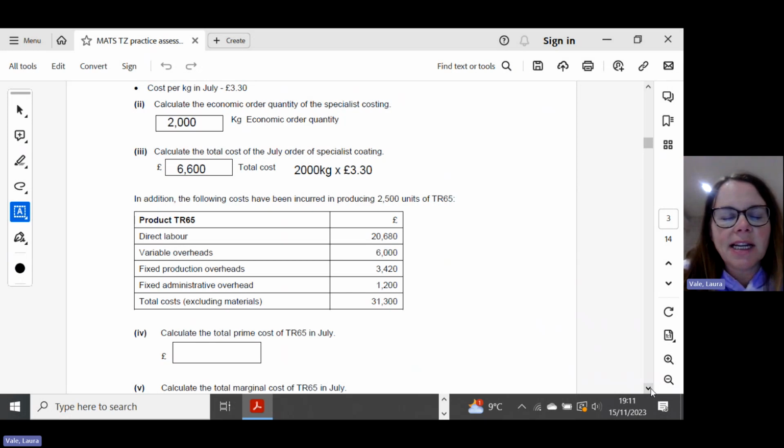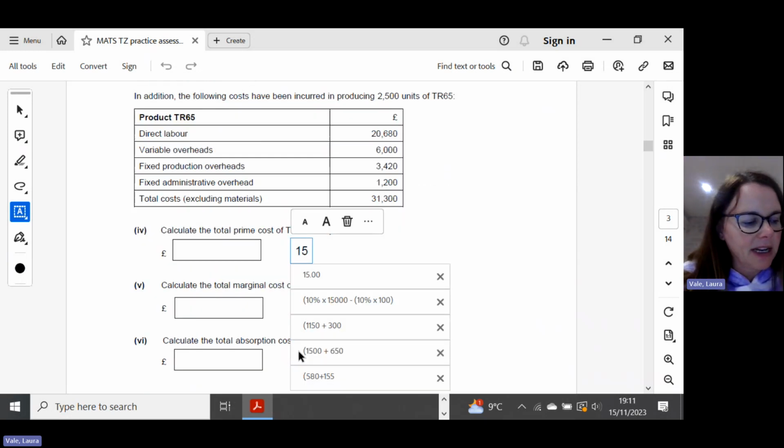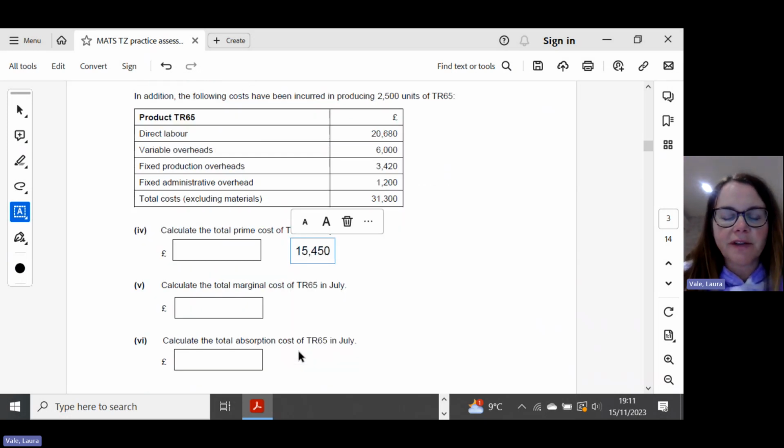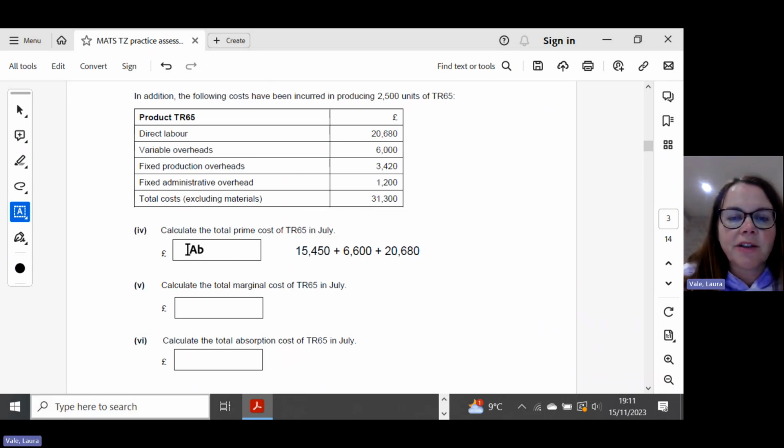So to work that out, I need to add together the cost of the metal, which was 15,450. I need to add on the cost of the coating, which I've just worked out as 6,600. And I know that prime cost also includes the direct labour. So if I add those 3 together, I get a prime cost of 42,730.